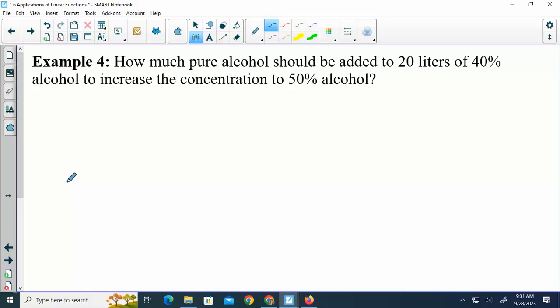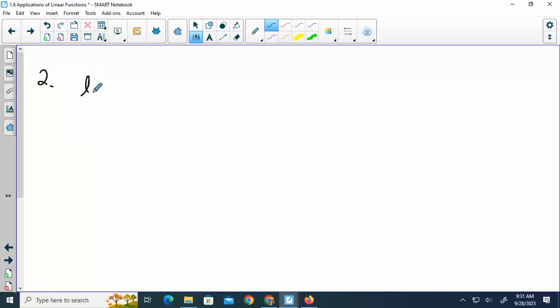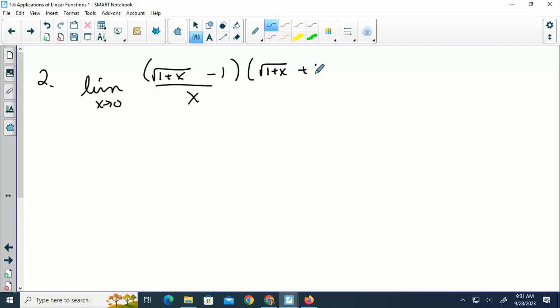So number 2 on this, let's talk about that one. We have the limit as x approaches 0 of square root of 1 plus x minus 1 over x. So you'll have a problem involving a radical. What is our strategy when we have radicals? Conjugate. So the conjugate is you take the piece with the radical and you multiply, same thing but opposite sign in the middle.